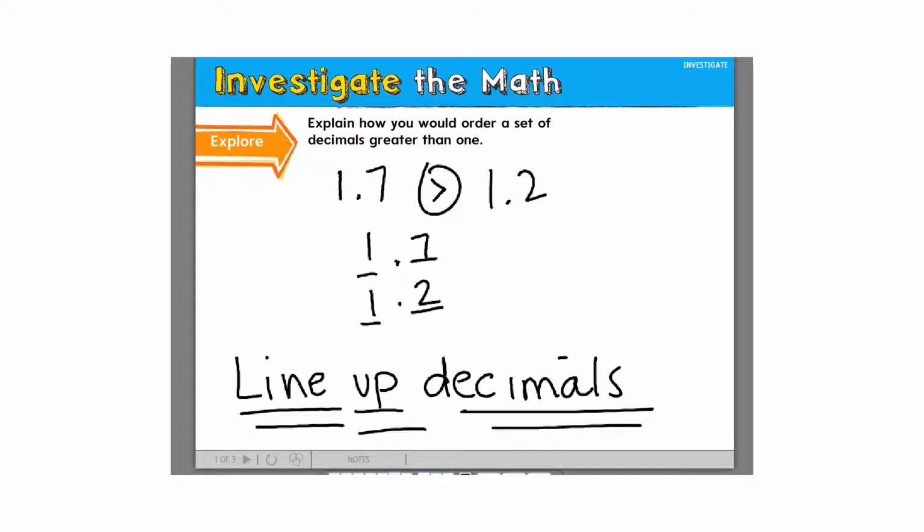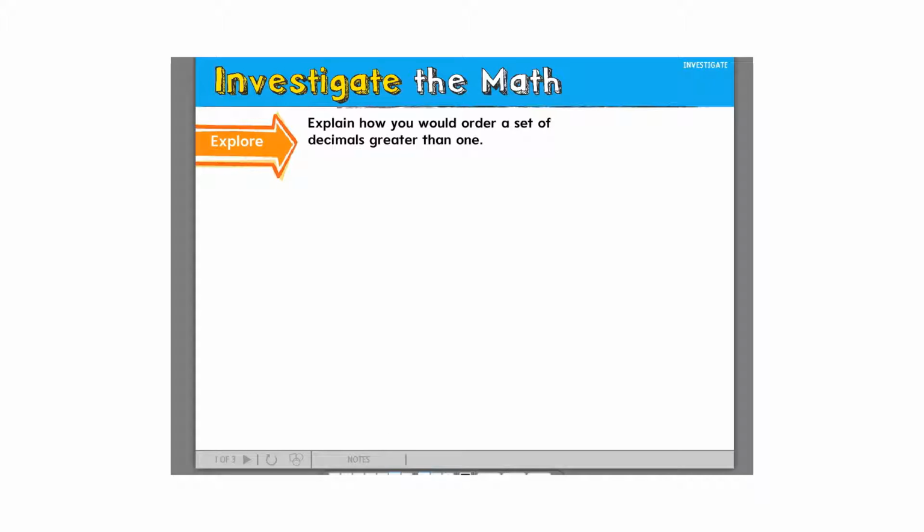Okay, so lining up the decimals is really important. Here's our next. This is why I said that lining up the decimals was important. If we have an example like this.